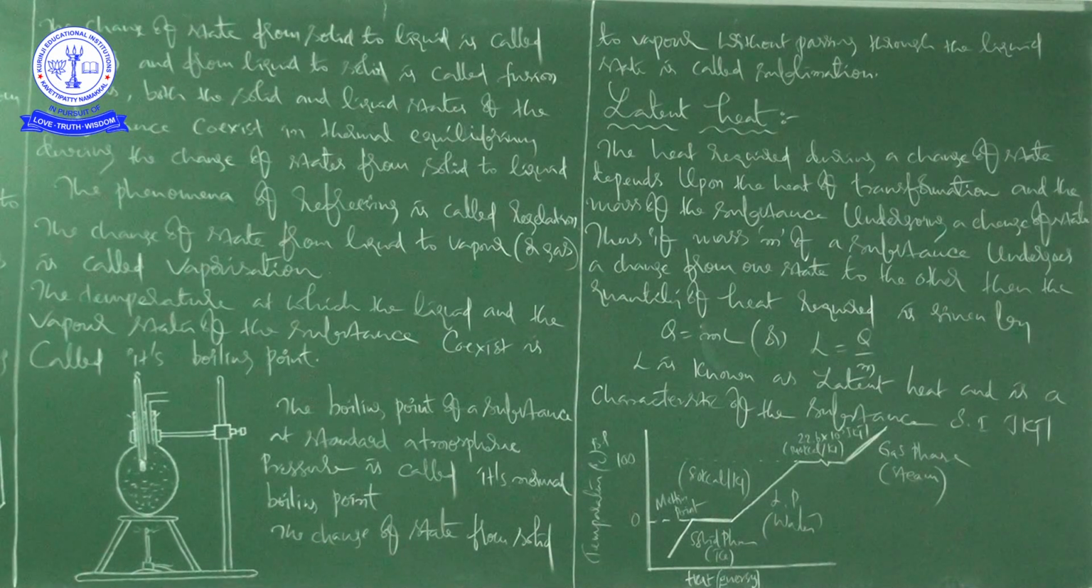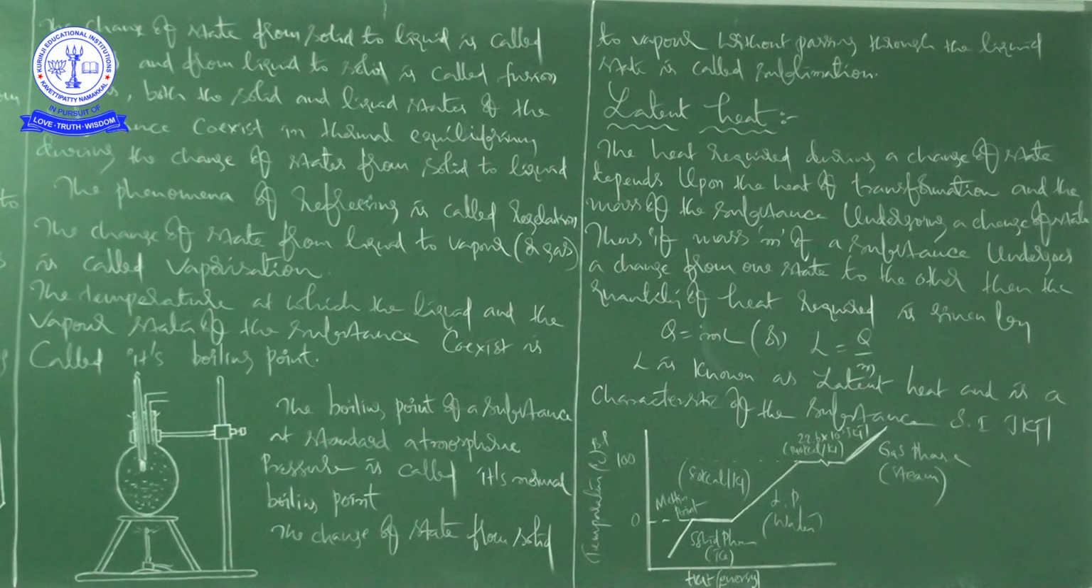And we also have a table in our textbook to discuss the melting point, latent heat of fusion and latent heat of vaporization, with the boiling point also. For example, if we take ethyl alcohol, the melting point is -114 degrees centigrade. Latent heat of fusion is 1 into 10 to the power of 5 joule per kg. Boiling point is 78 degrees centigrade. Latent heat of vaporization is 8.5 into 10 to the power of 5 joule per kg.